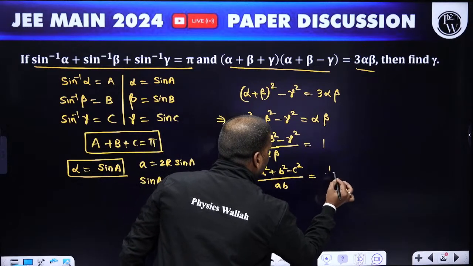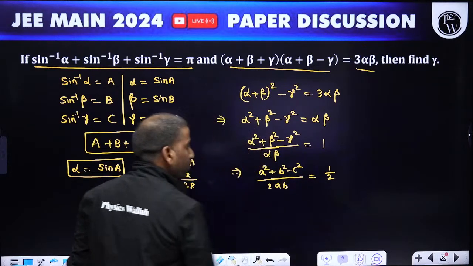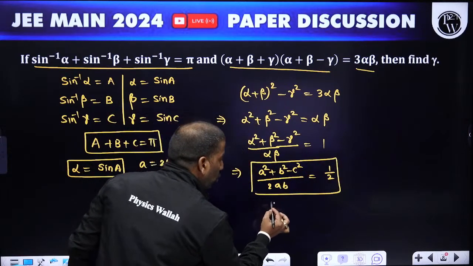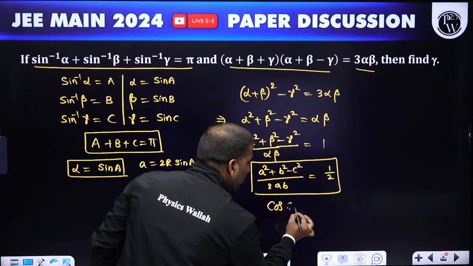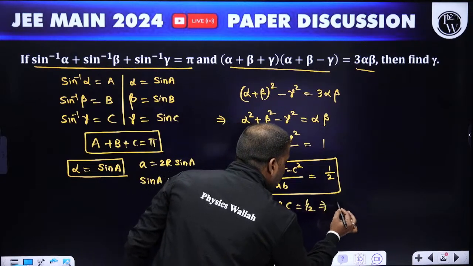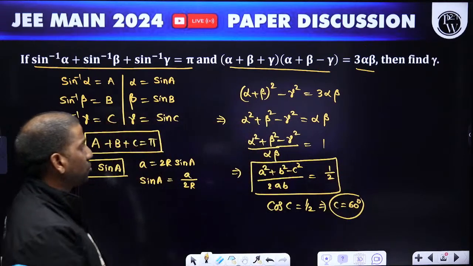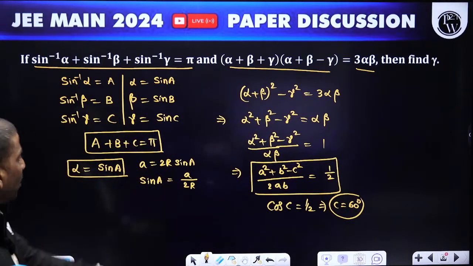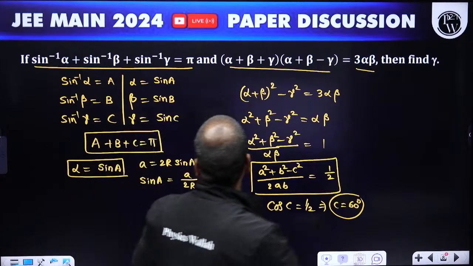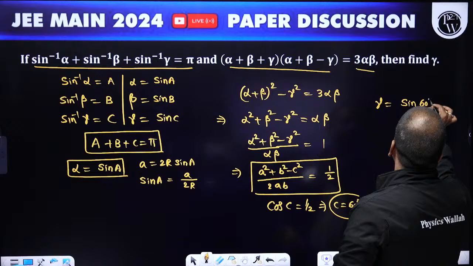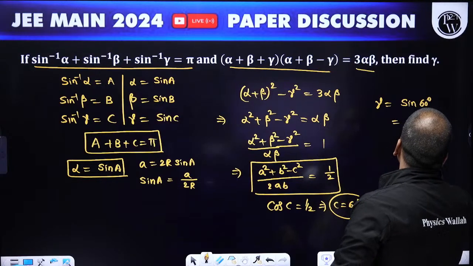What I do, I divide on both sides by 2. Do you remember? This is like a cosine rule. Cos C is equal to 1 by 2, so C is equal to 60 degrees. The easiest way. When C is equal to 60 degrees, what are they asking? Gamma. So gamma is sine 60 degrees, which is equal to root 3 by 2.